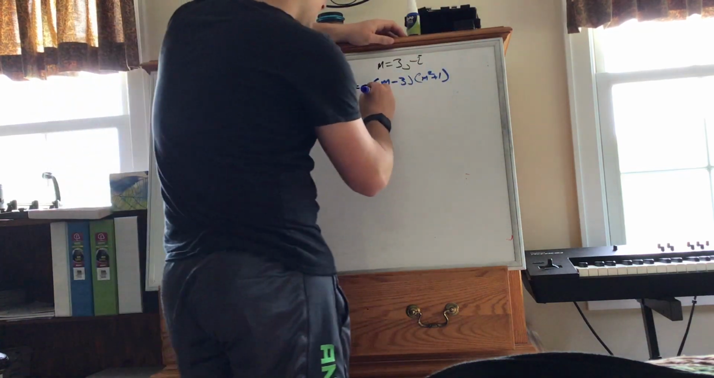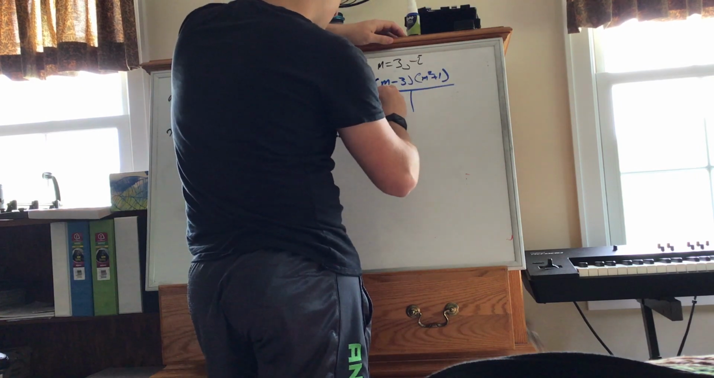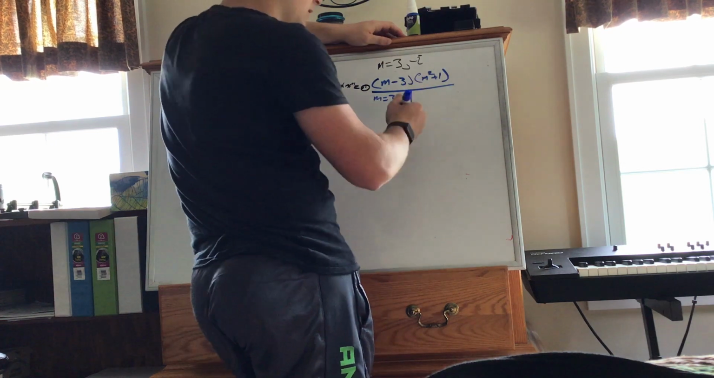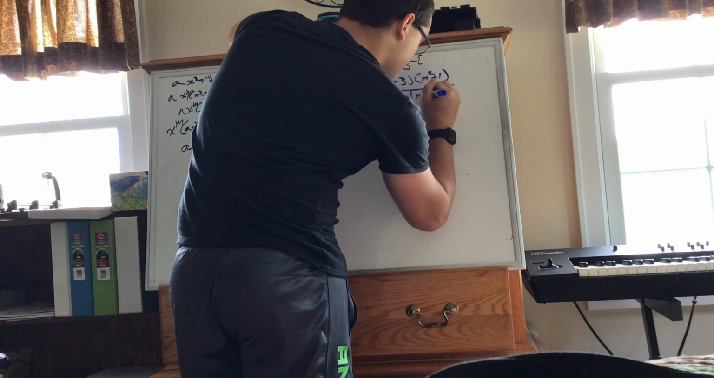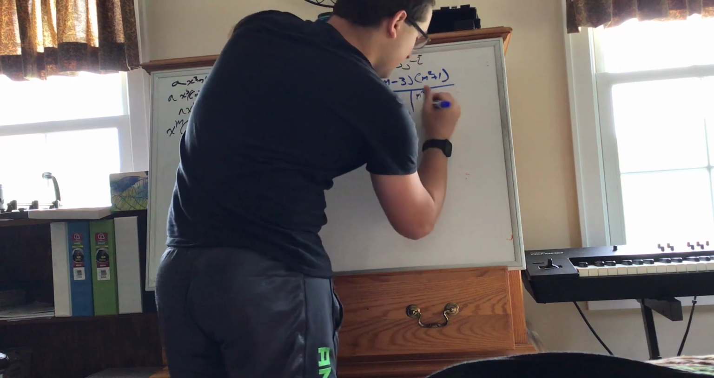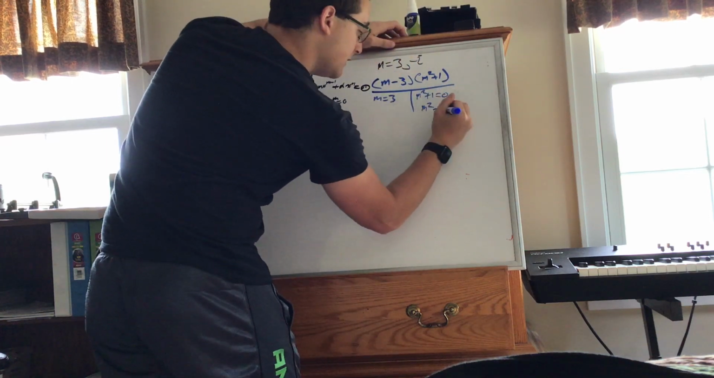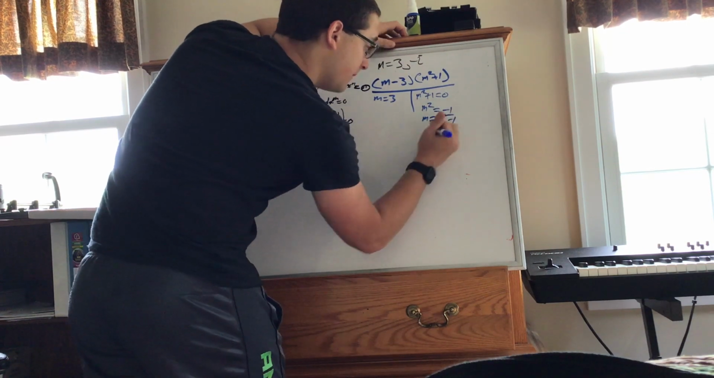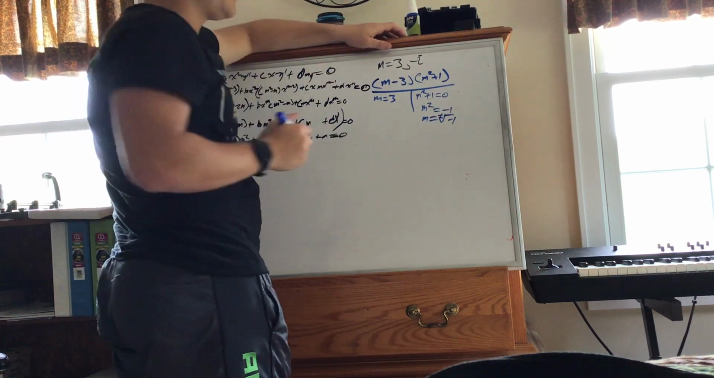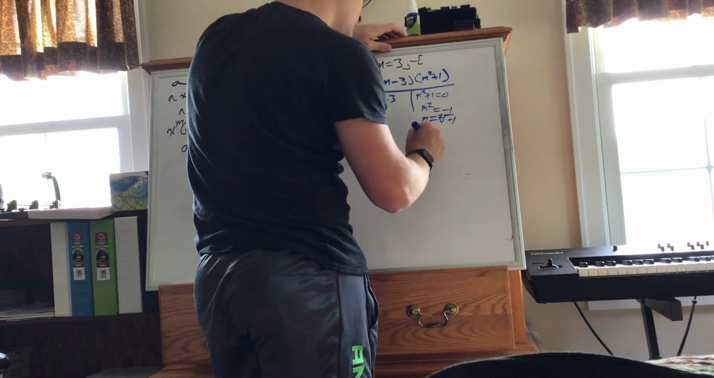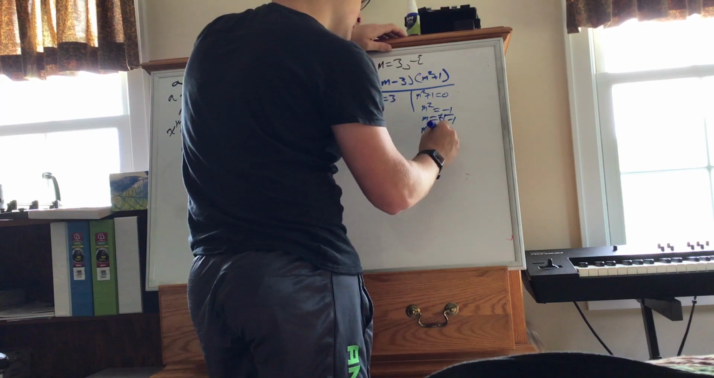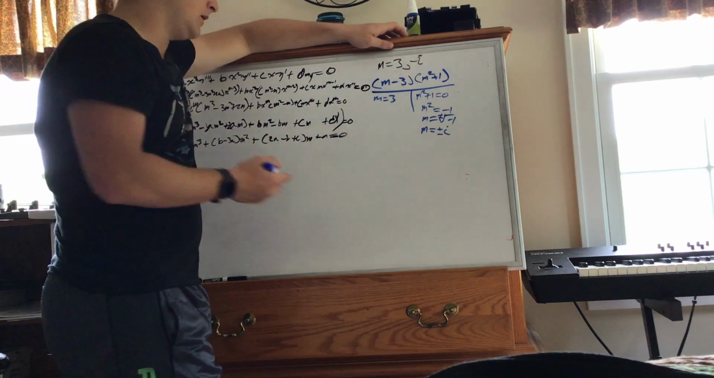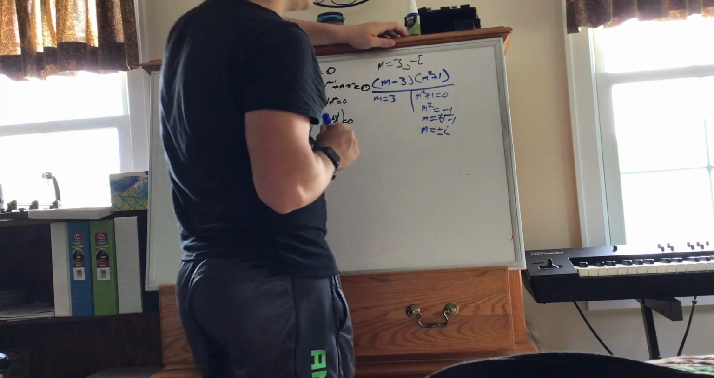So if we solve these, just to check, we get m equals 3, because m minus 3 equals 0, bring the 3 to the other side. Then m squared plus 1 equals 0. We get m squared equals negative 1. Take the square root of the other side, get plus or minus the square root of negative 1. Then m equals plus or minus i, because the square root of negative 1 equals i. We have a plus and minus, that's one of our solutions.